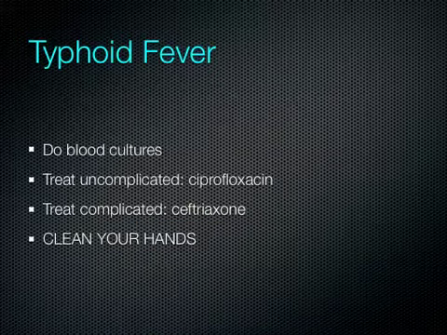So what are you going to do about typhoid? You're going to do blood cultures because that's how you're going to catch the typhi, or the paratyphi. If they're uncomplicated, right, if they show up somewhere in week 1, early week 2, they haven't perforated or anything scary like that, and they look okay and they can tolerate POs, you can just treat them with Cipro. If they're complicated, they need to come in for ceftriaxone. And then, of course, if you see anyone with typhoid, you need to clean your hands.